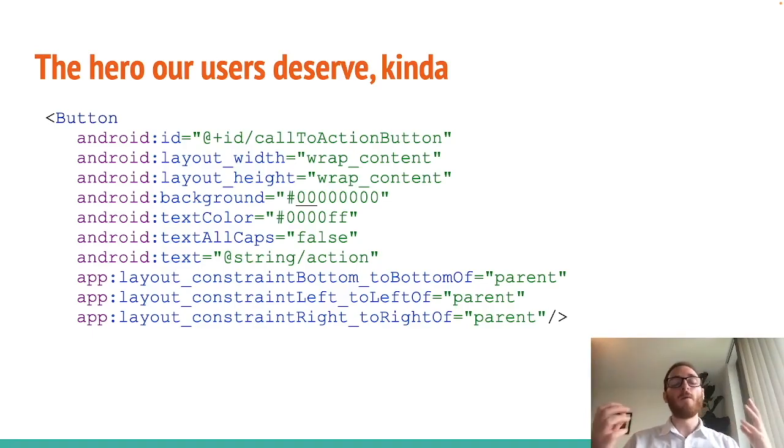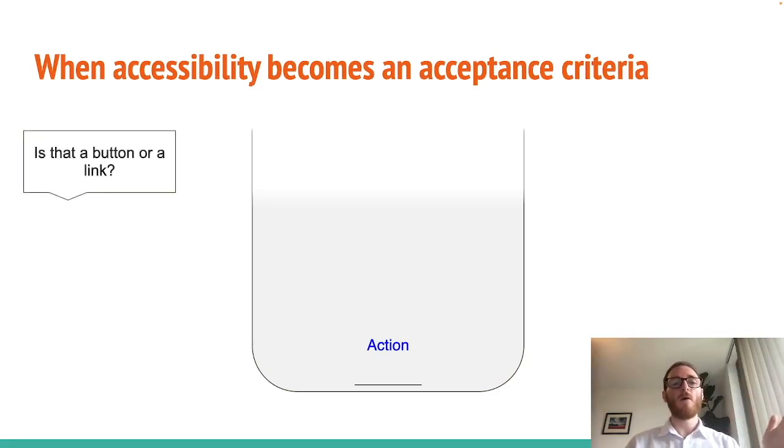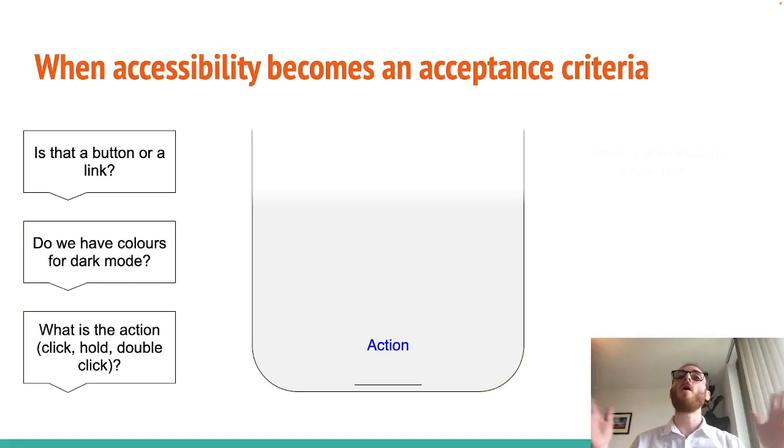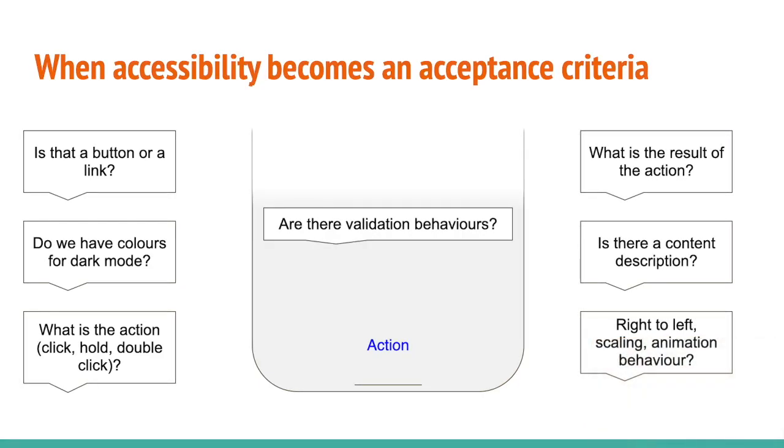And so we discovered that by making accessibility an acceptance criteria, when we receive a design like this, we can start asking a whole bunch of questions that will help us do this better. And the center one, are there validation behaviors, is actually a really good question that will dive deeper.